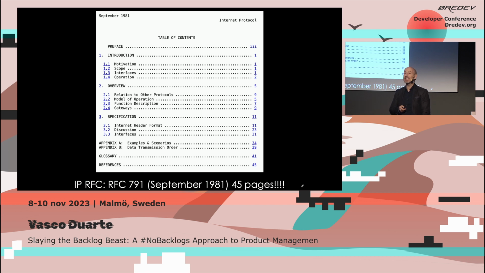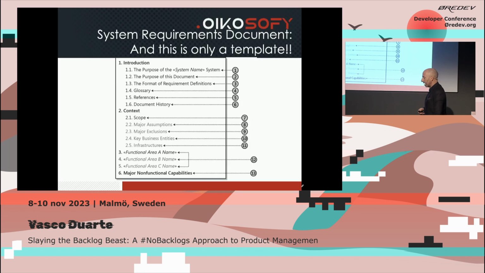Yeah. Any system worth developing is going to be 5, 6, 1,000, 2,000 pages long if you're going to write the requirements down, right? IP was simple enough, and the internet works on it, and it was only 45 pages. But system requirements documents have a specific structure. If you went to university and learned about requirements management, you will see something like this. There's some introduction, some context, the functional areas, non-functional capabilities, the purpose of the system.